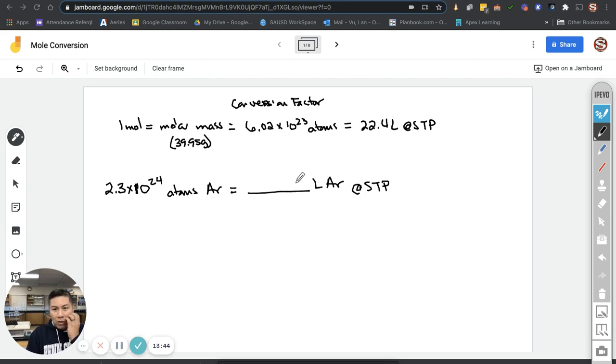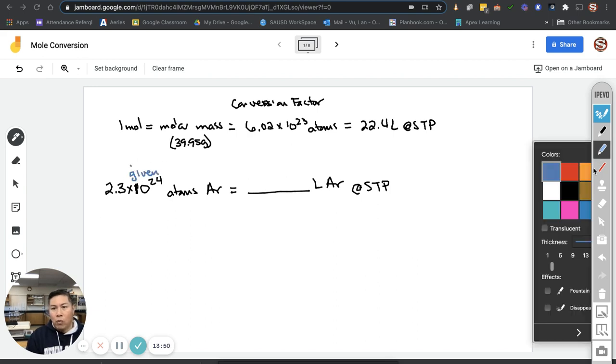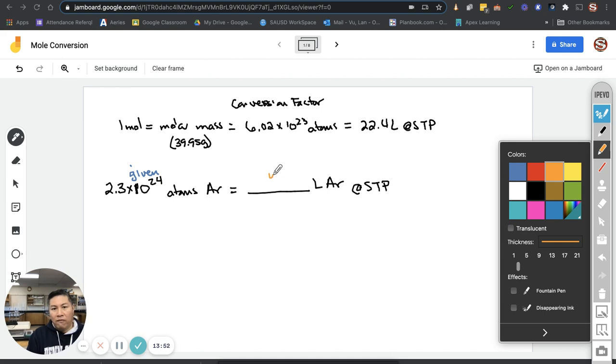So the first thing is I've got to figure out what's my given. So this is my given right here. This is what's going to be given to me. What do I want? I want the liters of argon, right? So the first thing I do is I'm going to write the given, which is 2.3 times 10 to the 24th atoms. Notice all the writing. Make sure you do it. Please, you're going to need to do this, okay? Argon. Then what I'm going to do is I'll multiply by the conversion factor.